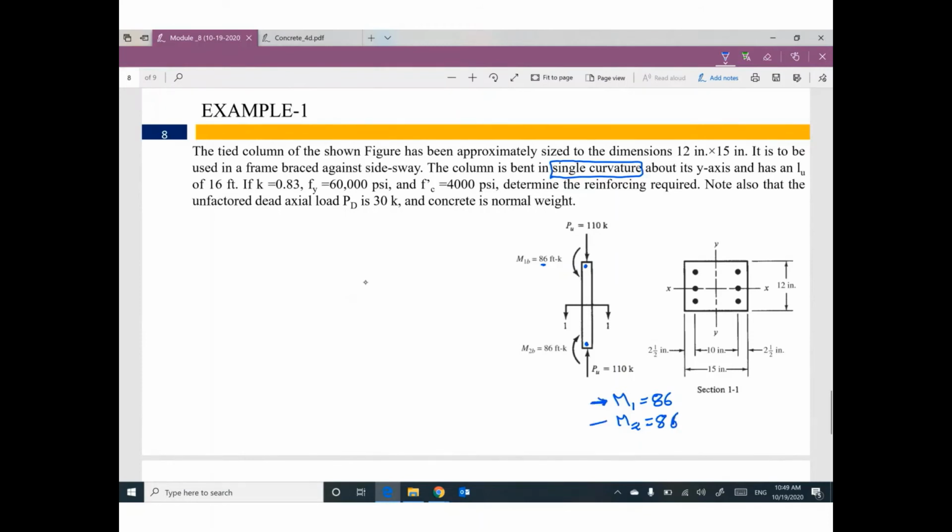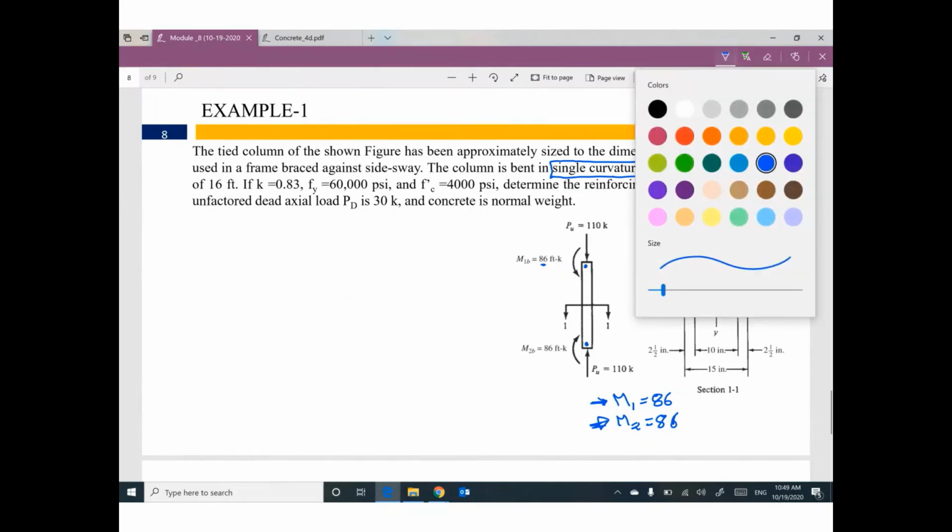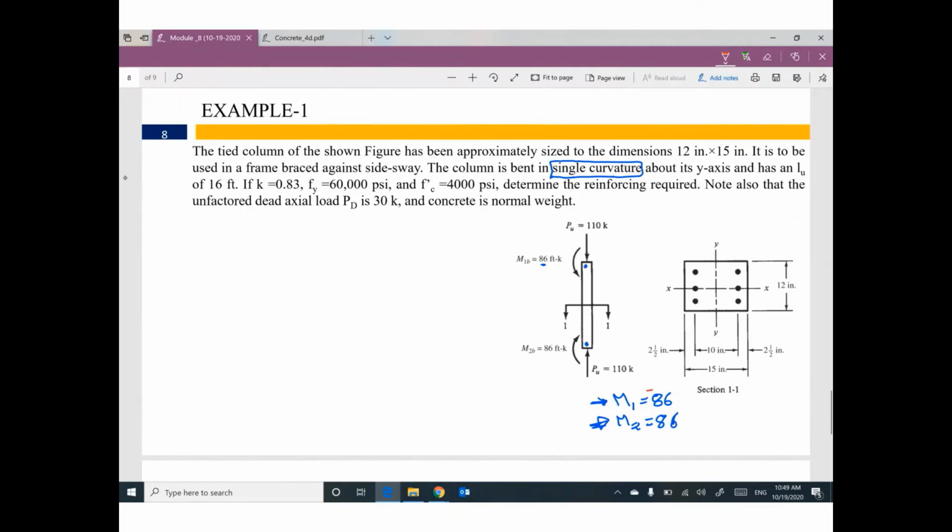One more thing. Do you think M1 and M2, which one is positive and which one is negative? The problem said this column will buckle in single curvature. If you are talking about single curvature, both of them will be positive. This is the first thing. So we have M1, we have M2, we have P ultimate equal 110 kips.